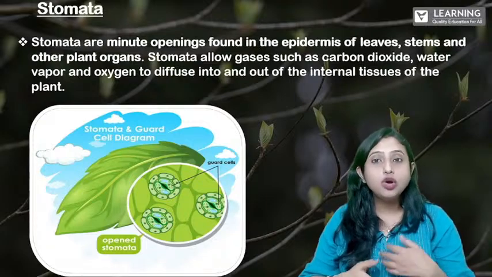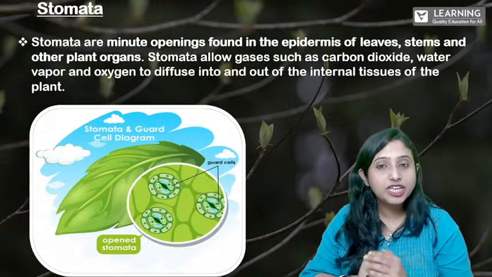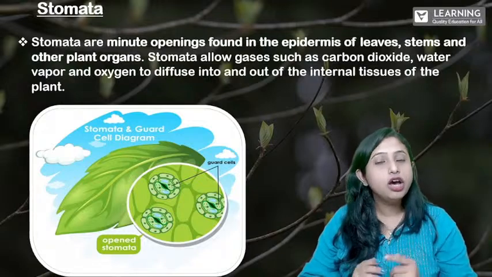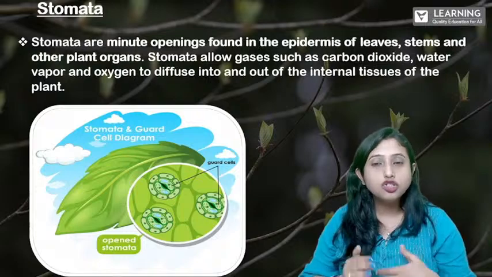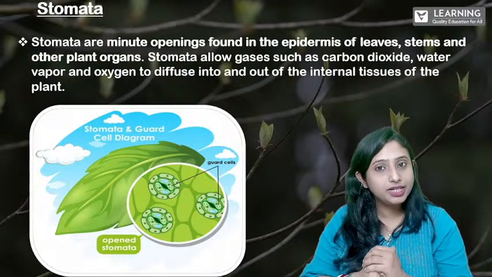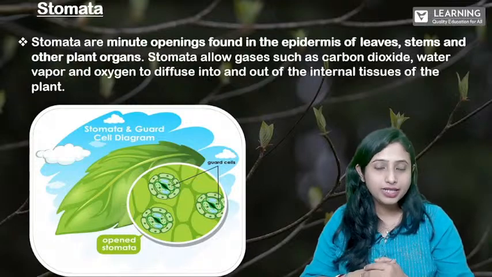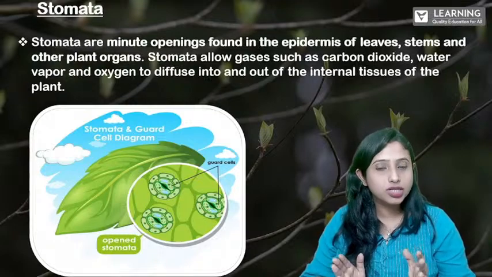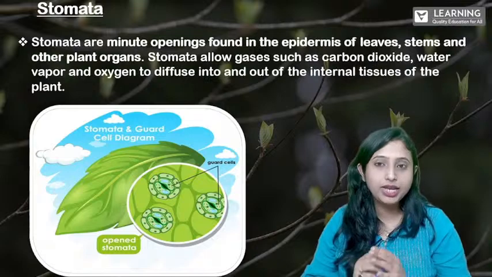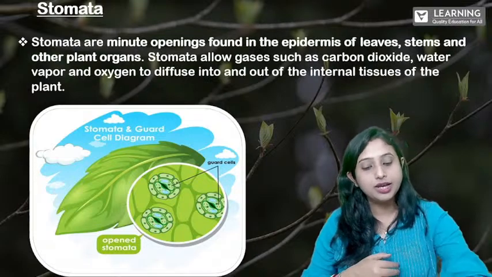Clear? So where does the respiration take place in the case of plants? It takes place in the stomata. Clear? So stomata help in gaseous exchange. So what is the function of stomata? It helps in the gaseous exchange of oxygen and carbon dioxide in the case of plants.